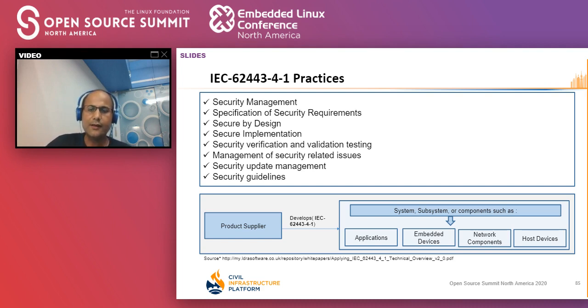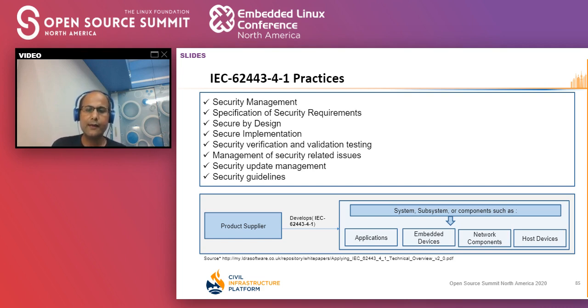So in 4-1, there are a total of 8 practices as mentioned here, where the security management practice has further sub-practices, like a process should be defined where everything is documented, and there should be a process for deliverables, so whenever scripts or binaries are shared, they are shared in a way where the end customer can verify the integrity. That kind of process should be in place. And in specification of security requirements, further there are many things. The specification expects that a threat model should be defined, and all the input and output to the product, as well as the boundaries of the product process, should be defined.